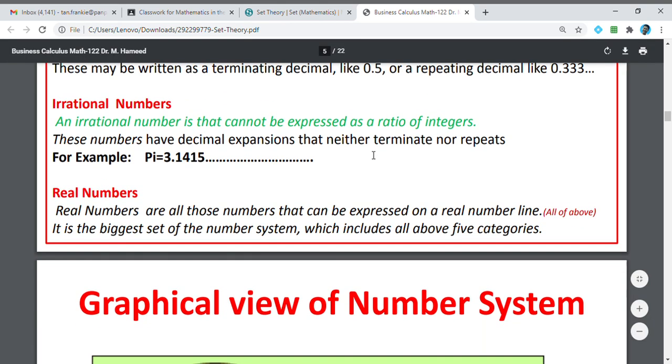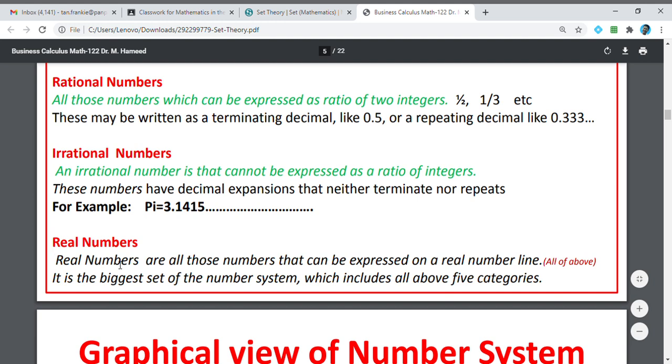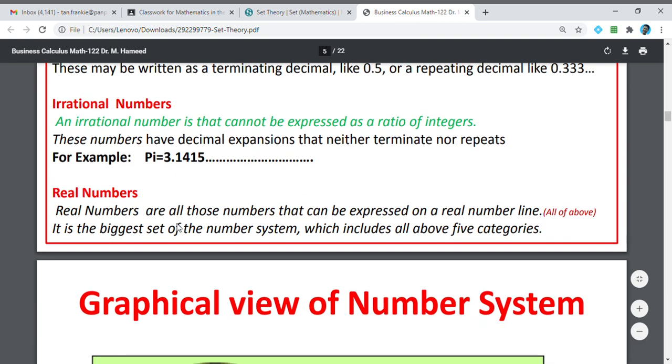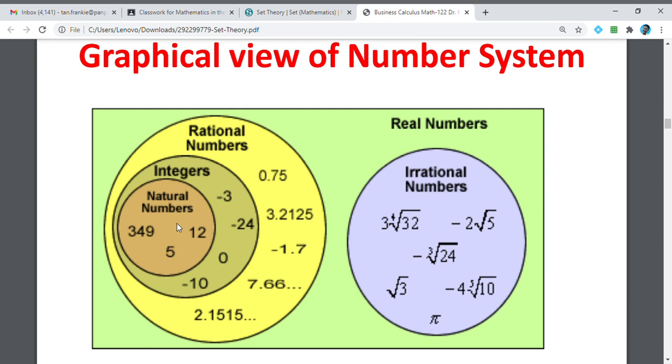Okay? Now, if we are going to combine the set of rational numbers and your irrational numbers, then we will have now the set of real numbers. Okay? If we are going to combine both. So, let us try to look at the representation of the set of the number system. Okay? So, we have here your natural numbers. As you can see, we have here your positive numbers. Okay? Positive numbers, they are not in fractions, because natural numbers are numbers which are being counted.